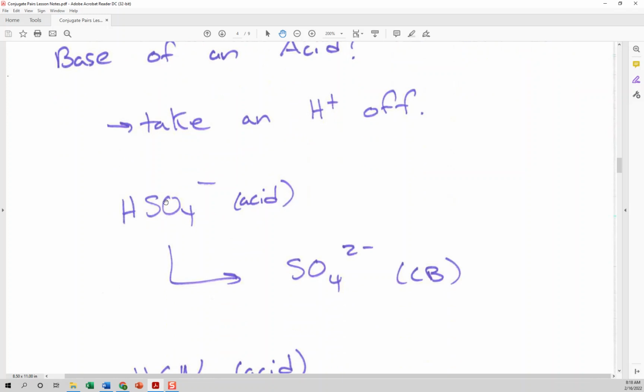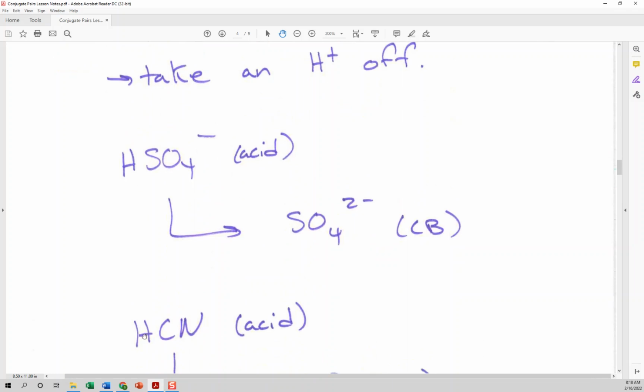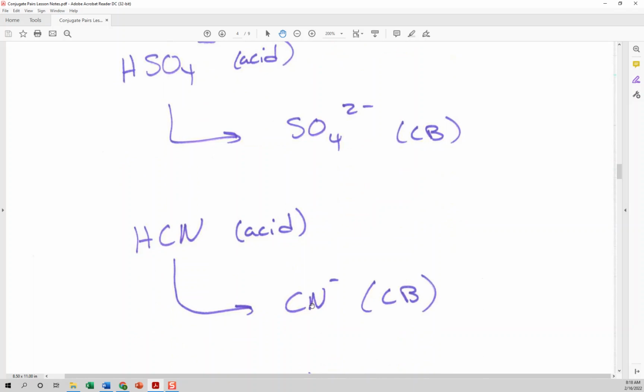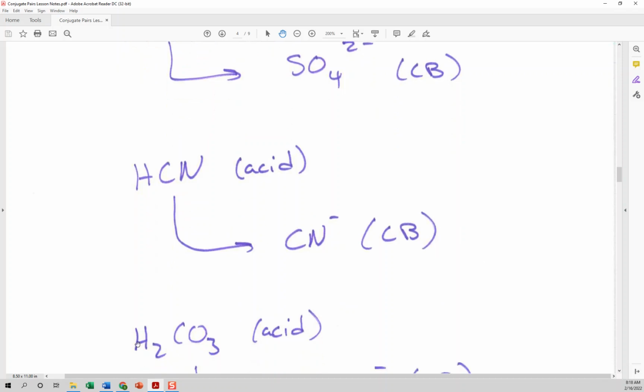So if I'm telling you this is an acid and I want its conjugate base, take an H plus away, what do you got? SO4 2 minus. That's its conjugate base. So these two are conjugate acid-base pairs. So the Ka of this times the Kb of this would equal Kw, right? What if this is my acid, HCN? Take an H plus off, what do you have? Cyanide, CN minus. These are conjugate acid-base pairs. So the Kb of cyanide times the Ka of hydrocyanic acid is going to equal Kw, right?